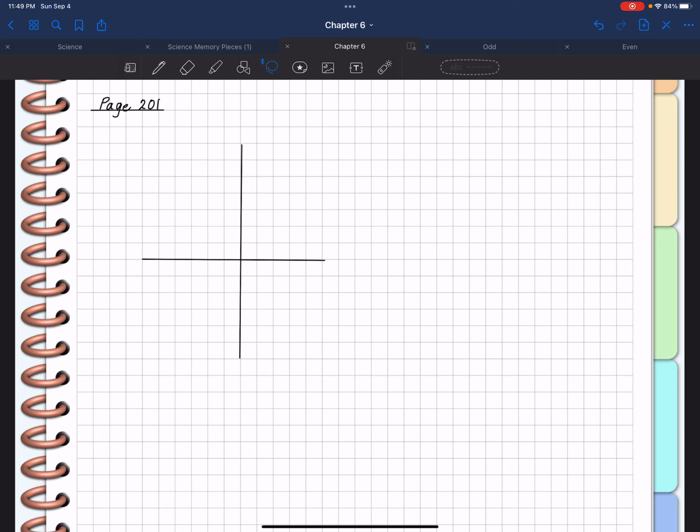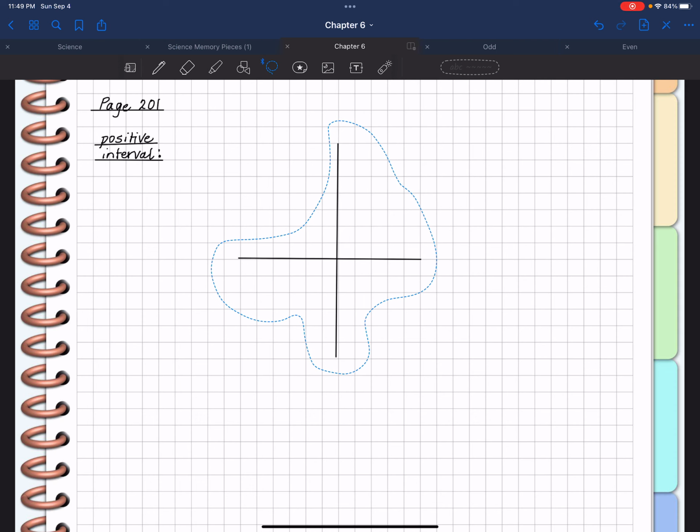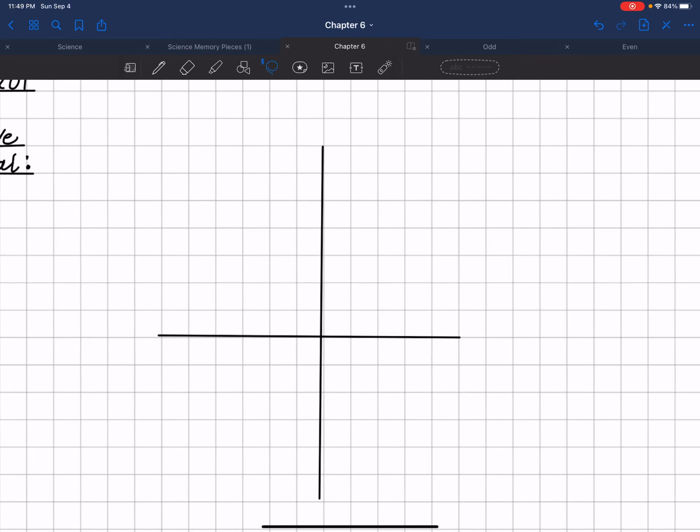Okay, so the first term I want to talk to you about is the positive interval. And to illustrate this one for you, I'm going to use the graph of a parabola. And I told you you would need 4 of these. I think we're only going to need 2. I'm just going to graph them on one. So let's put the graph of a parabola.